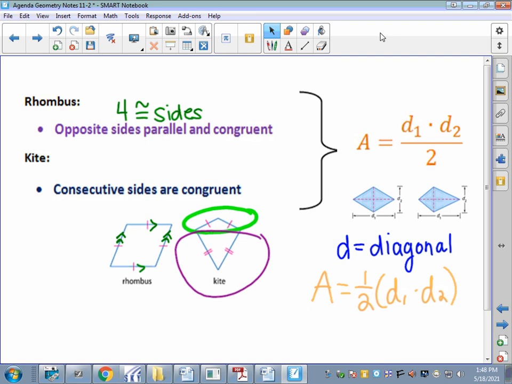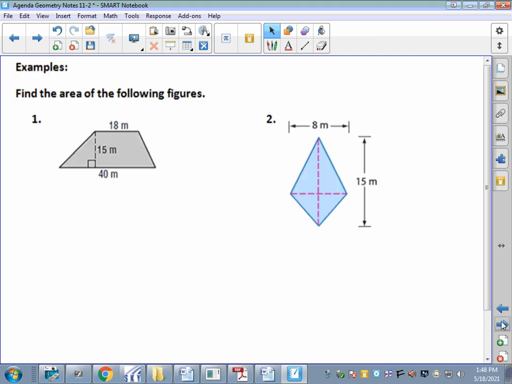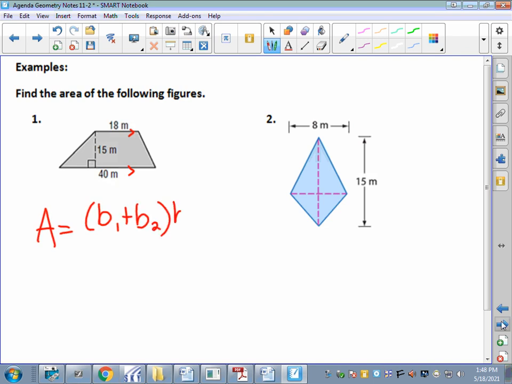So let's do a couple practice problems. Let's see what we got here. Well, let's start with a trapezoid. So number 1, find the area of the following figures. So it tells us, notice here's our 2 parallel sides. So area is equal to the sum of the bases times the height all over 2. We can easily substitute some values in here.